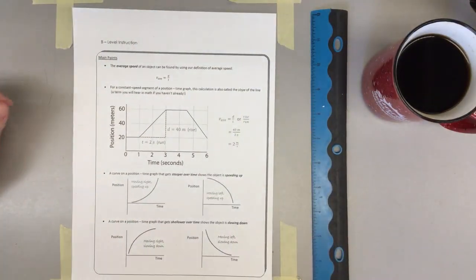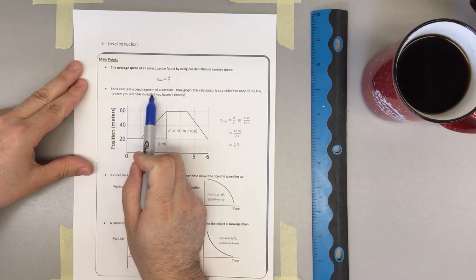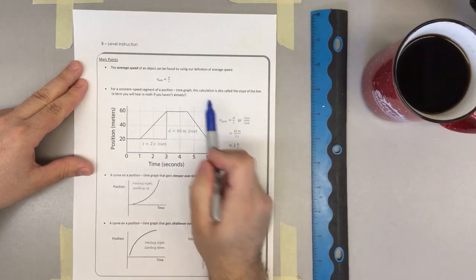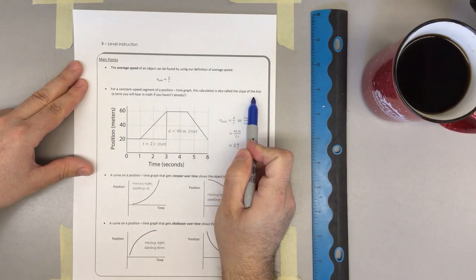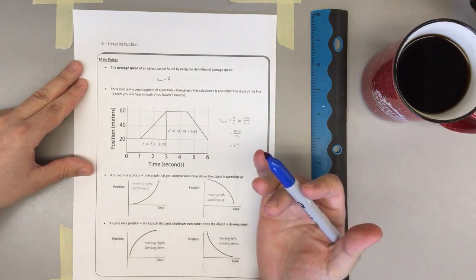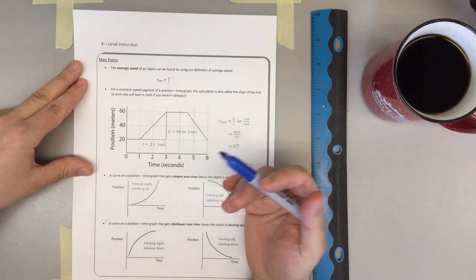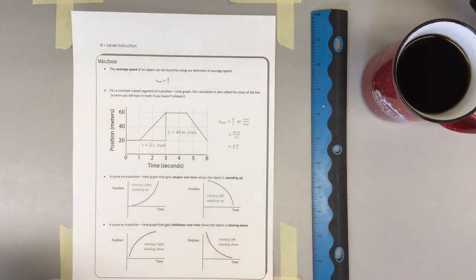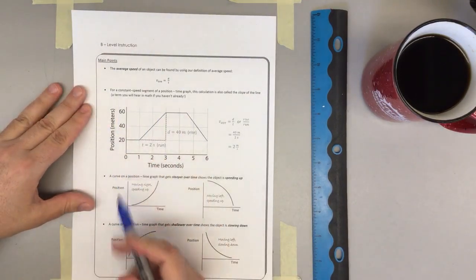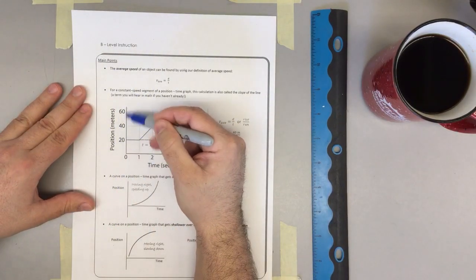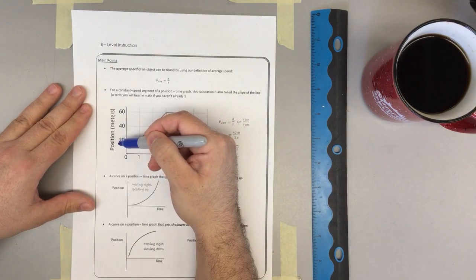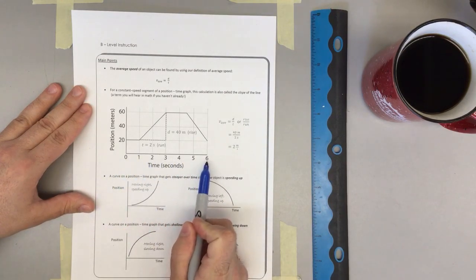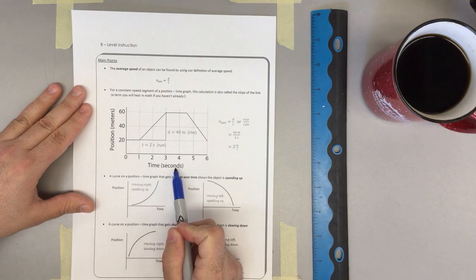Now, to do that from a graph, let's take a look. For a constant speed segment of a position time graph, so basically a straight line instead of a curved line, this calculation is also called the slope of the line. It's a term you'll hear in math if you haven't already. Basically, slope is equal to rise over run, or change in y over change in x. When we're working with a position time graph, let's remember that our y-axis, that vertical axis, tells us our position. In this case, we're measuring it in meters. And our horizontal axis tells us our time. In this case, we're measuring in seconds.